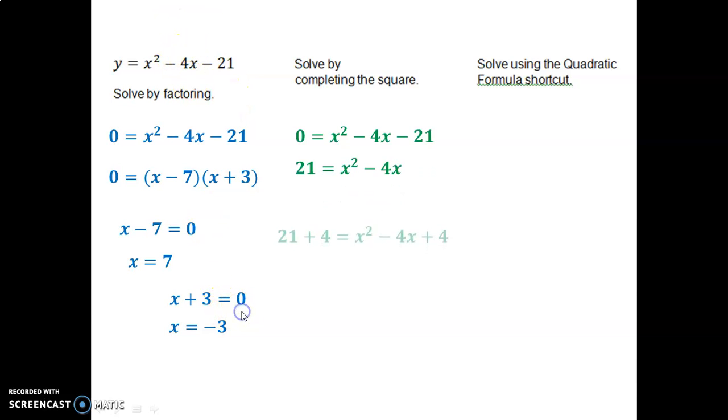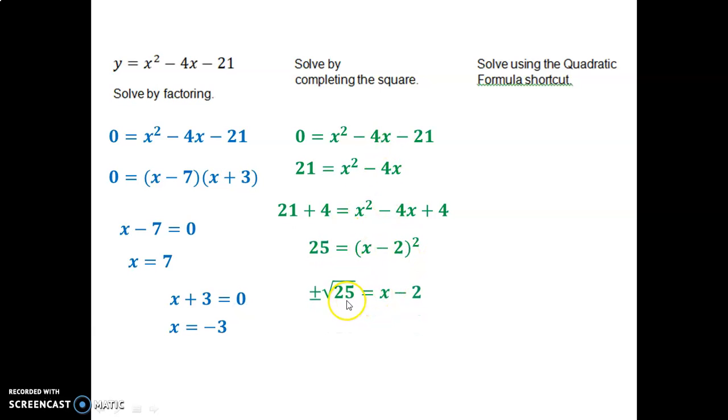And now let's check as well. So there's the whole completing the square process. Then take the square root, and then all that, we have 2 plus or minus the root of 25, which is really plus or minus 5. And that does work out to 7 and negative 3.